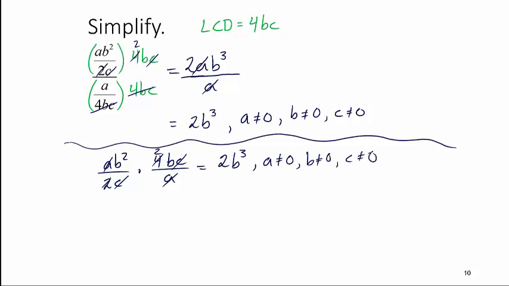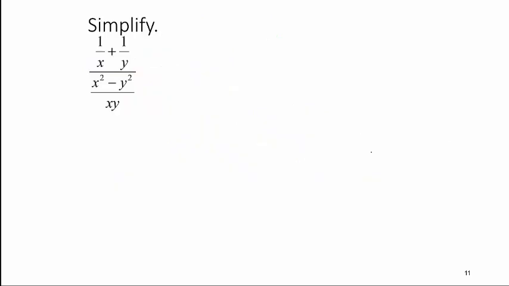Okay, yeah, so we get the same thing either way, but sometimes when you have just a single fraction divided by a single fraction, it's more convenient to multiply by the reciprocal of the divisor. All right, one more. 1 over x plus 1 over y, all divided by x squared minus y squared, all over xy. Okay, so the first question I'm asking myself is, look at all the little denominators, right? What's the LCD of those? Well, x, y, right? Those are all the factors that exist there.